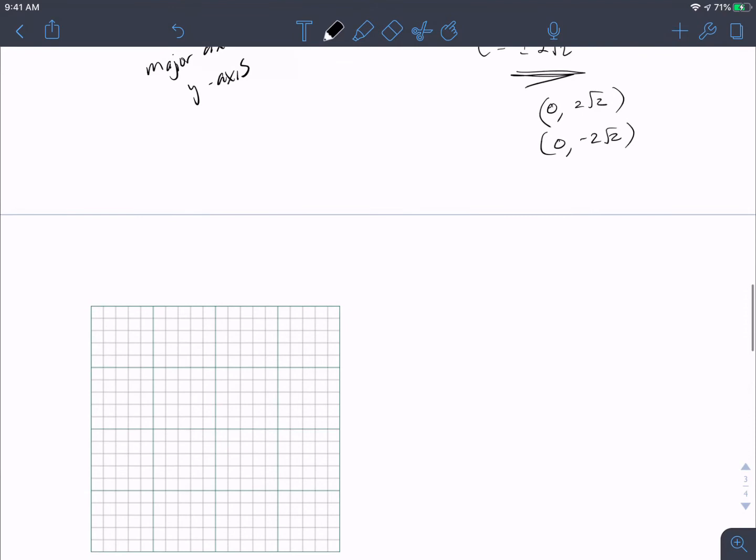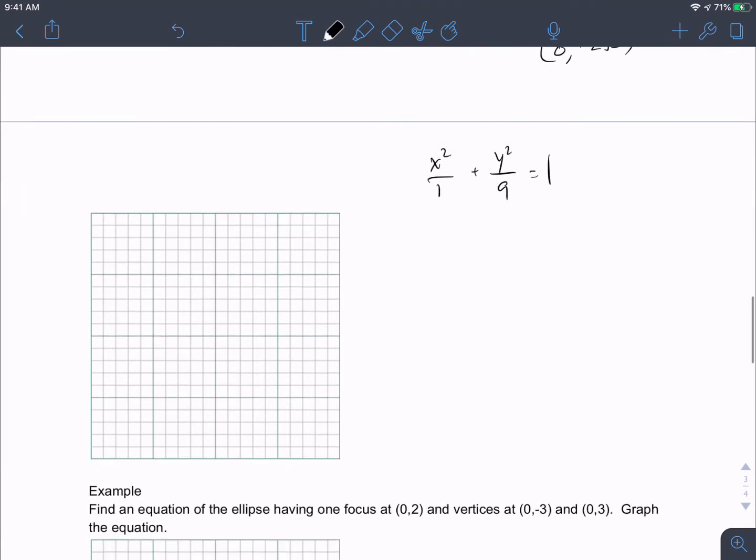So again, I'll rewrite the formula. So it's x squared over 1 plus y squared over 9 is equal to 1. And since the origin is the center, y is going to be 3 away. So 1, 2, 3. And we can see that the x has a distance of 1. So our ellipse is this little thing.